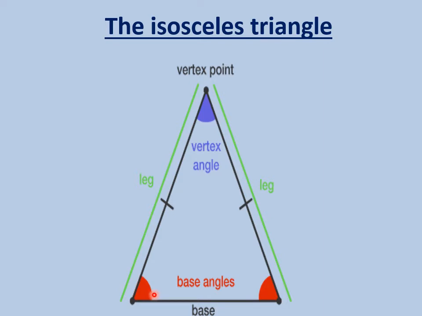The two angles on the base are called base angles, and the third angle, which is between the two legs, is called vertex angle. The point at the vertex angle is called vertex point.